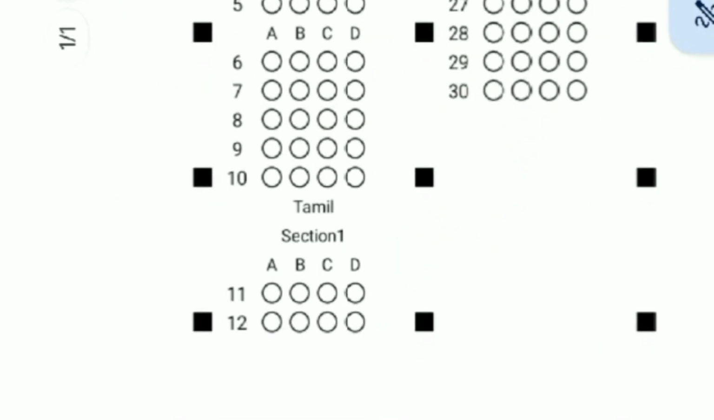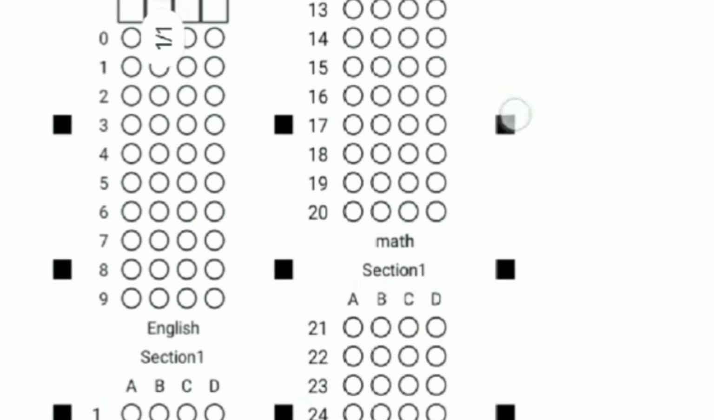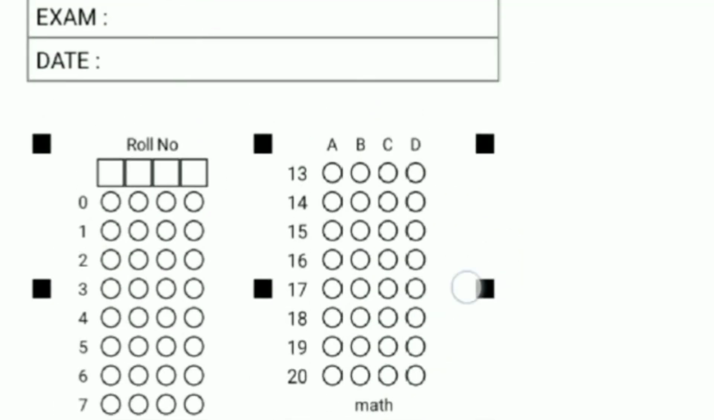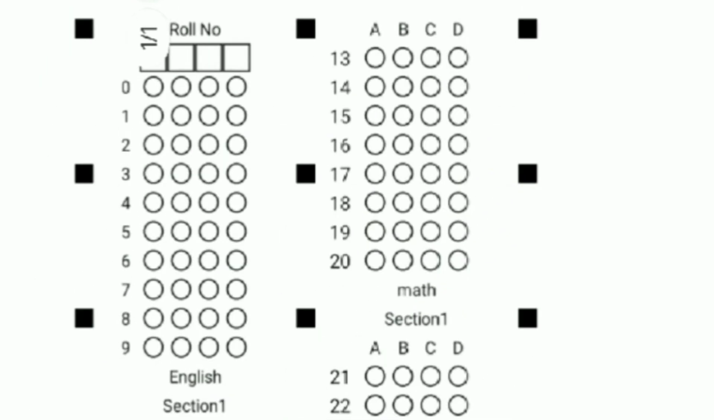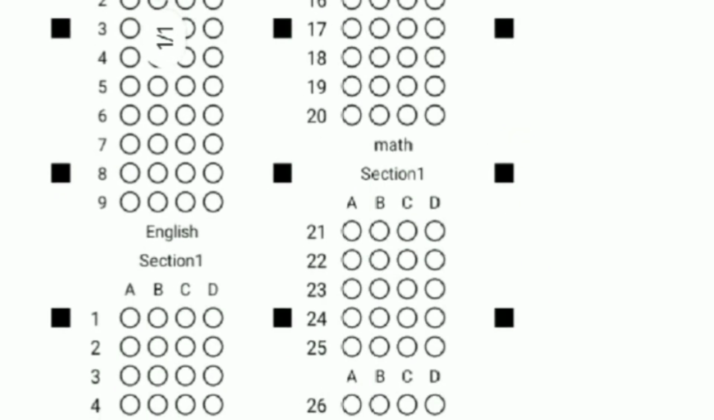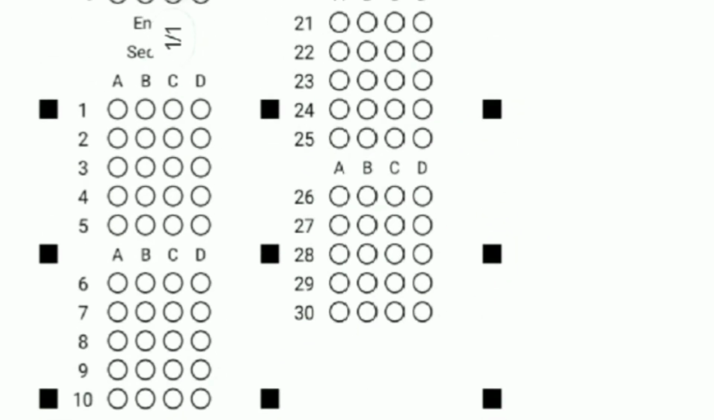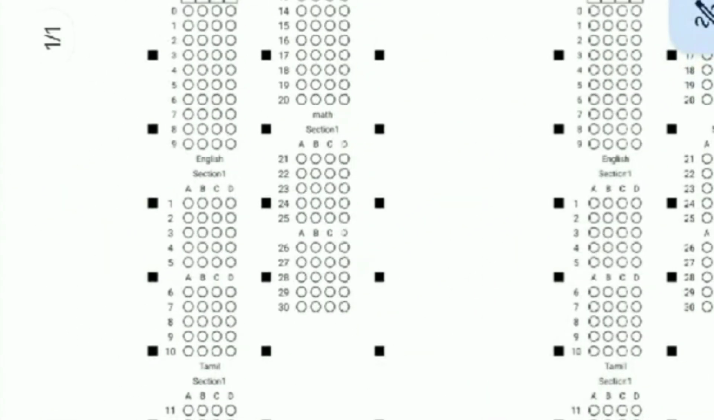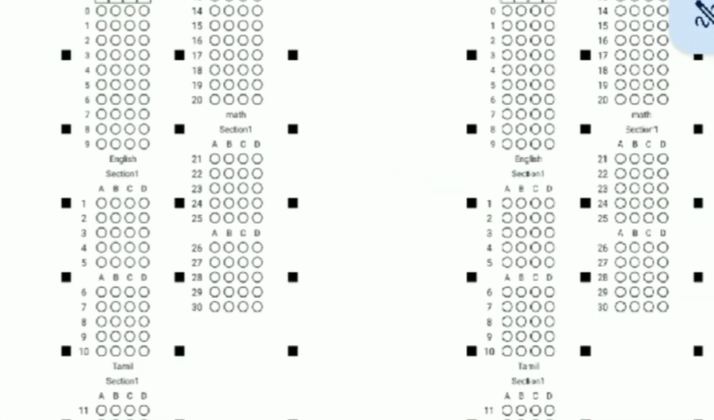Moving on to Tamil: 11, 12, 13, 14, 15 over, 17, 18, 19, 20. Tamil over. Next one, math. Math also has another 10 questions. So the child will finish it, and we can tear the page into 2 halves.